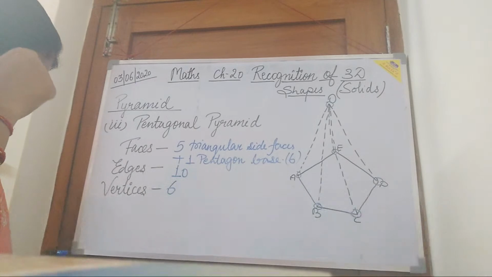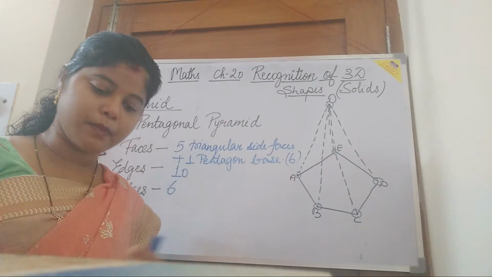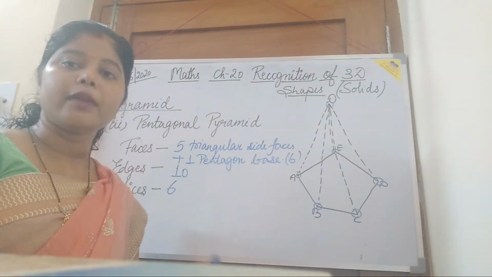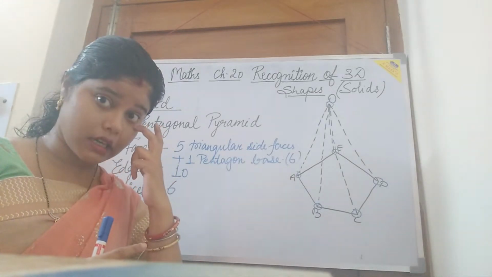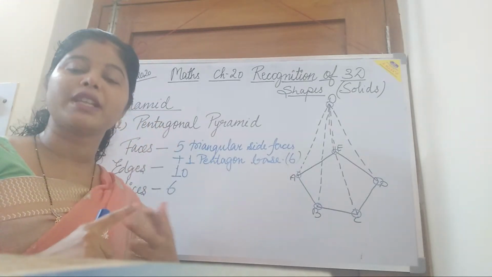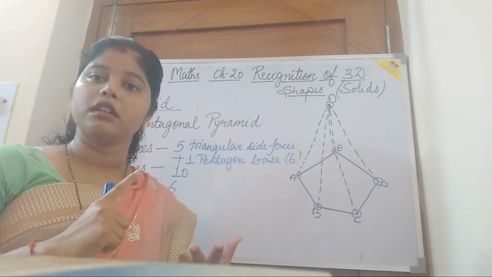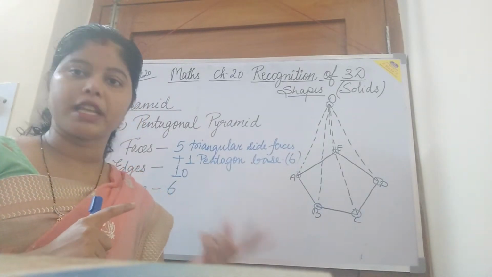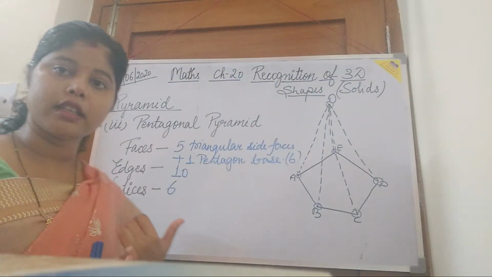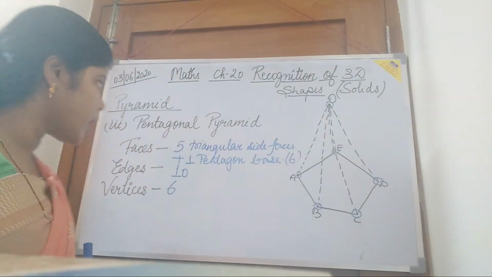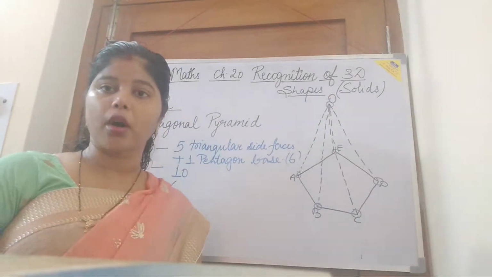So in these 3-dimensional shapes, we had learned about cuboid, cube, right prism, and pyramid. In right prism we have learned about triangular prism and the second one, hexagonal prism. And in pyramid we have learned about triangular pyramid, that is called tetrahedron also, square pyramid, and the third one, pentagonal pyramid.